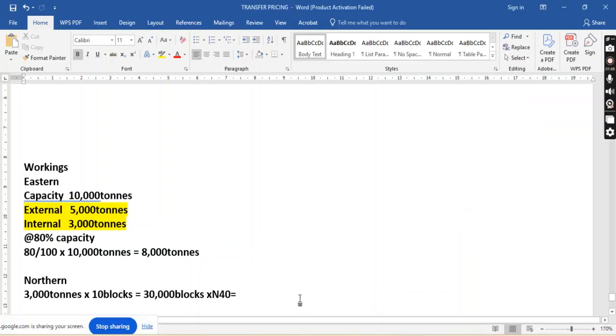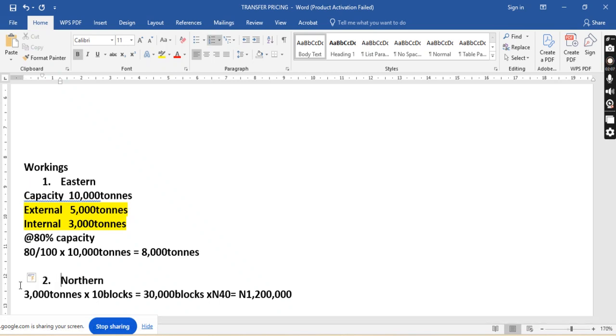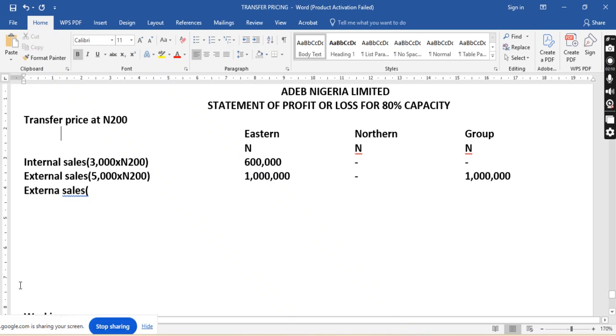So when you multiply quickly, what do you have? 1.2 million. Okay, 1.2 million, right? You can use this as your work one, then you can use this as your work two. So I can just say external sales. Oh, because it's at 80% capacity, right? Work one or work two, right? So this is new.